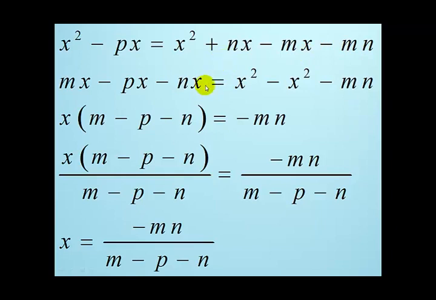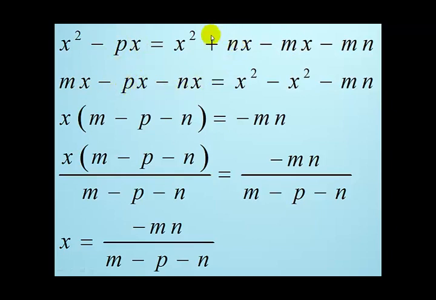Take note that on the left hand side you have x squared, and on the right hand side you also have x squared. That means that x squared on the left hand side becomes minus x squared on the right hand side. So x squared minus x squared will give us 0. Now minus mx on the right hand side becomes mx on the left hand side. Already we have minus px on the left hand side, so it's still the same.